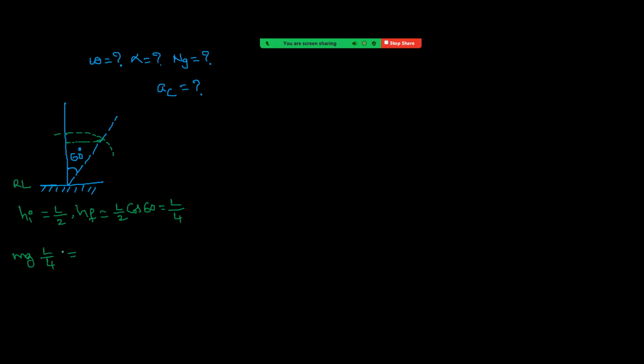This is converted into kinetic energy because of rotation, which is equal to half I omega square. The I value is mL square by 3, rotation about one end of the rod. Half I omega square. M, L, M, L get cancelled, and the 2 here. Remaining is omega square equal to 3g by 2L, right? So the first option, root of 3g by 2L, is matching. Next.